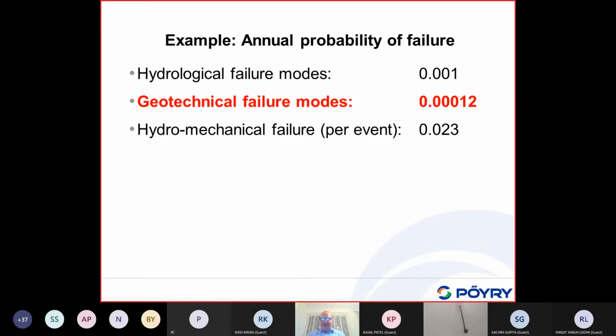Now this here is just a kind of summary of this probability of failure. Because at the beginning, we do not really know which is the most critical. We found out that the hydrological failure modes, this is the annual probability of failure, is about 0.001, that means 0.1%. Geotechnical failure modes, we were considering, you see, is almost a factor of 10 smaller. But the hydromechanical failure modes, this is now per event, that means conditional, is 0.02. So we have a probability of failure of 2% of any flood, and basically you have a flood every year, so the risk is quite high. So these are quite some numbers.